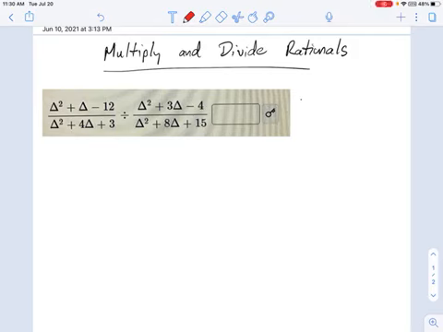Now we're getting into the division of rationals, which is very similar to the multiplication of rationals. There's only one step that you have to do to change it from a division problem to a multiplication problem, and maybe you guys remember this. I'll just give you a little example first.